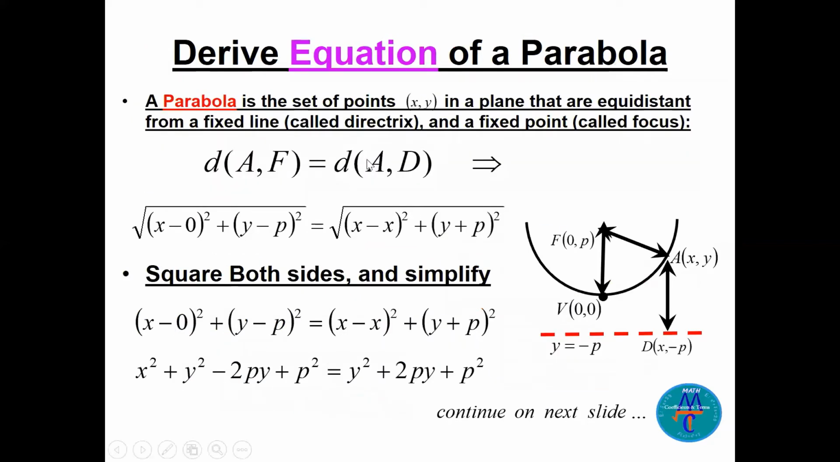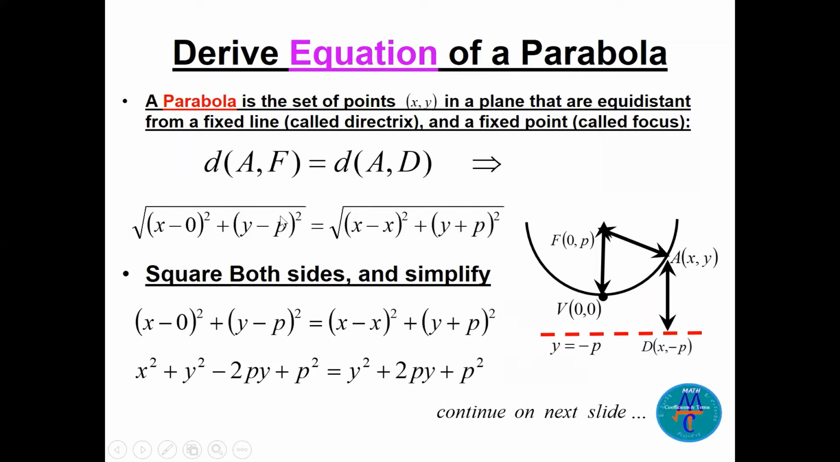So now we need to derive the equation. We can take any point here, A, (x, y), and the focus is (0, p). So this is the p here. p means the distance from the focus to the vertex. Let's find a point here on the directrix. The directrix is the line, so let's find a point here, which is (x, minus p). Okay, so we say the distance from A to F is equal to the distance from A to D. This is the point D.